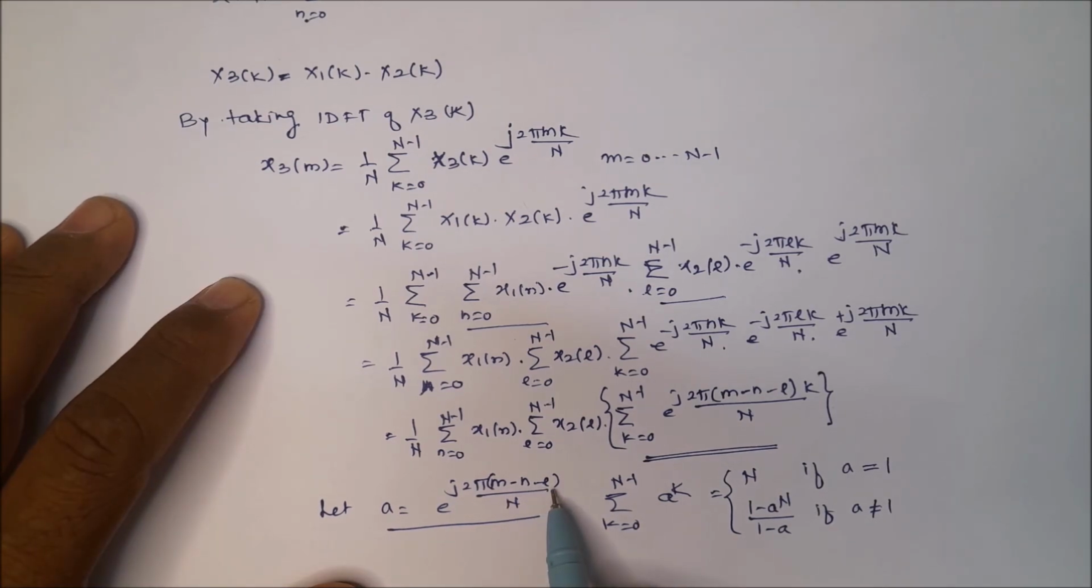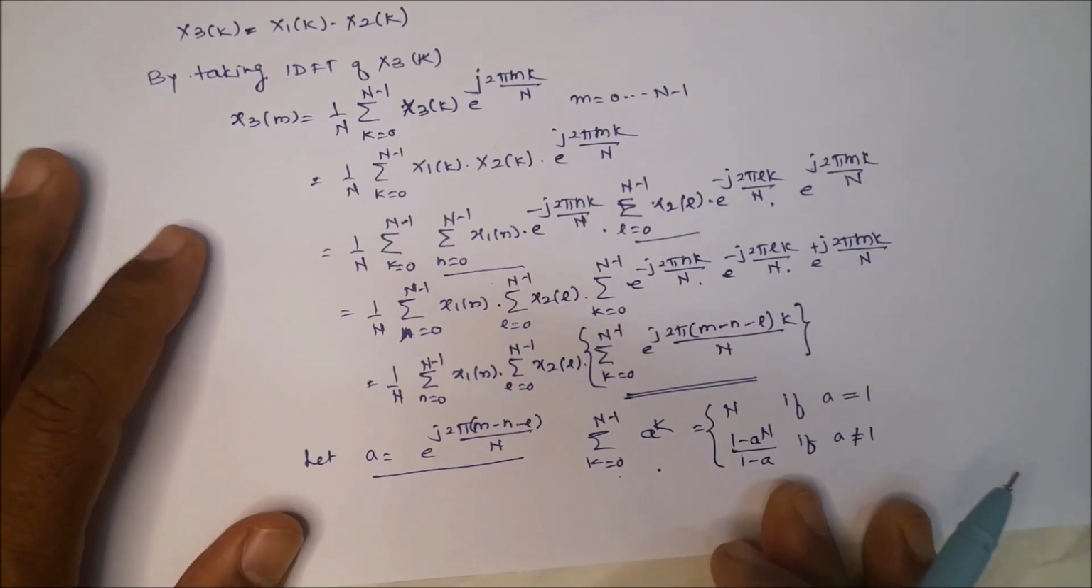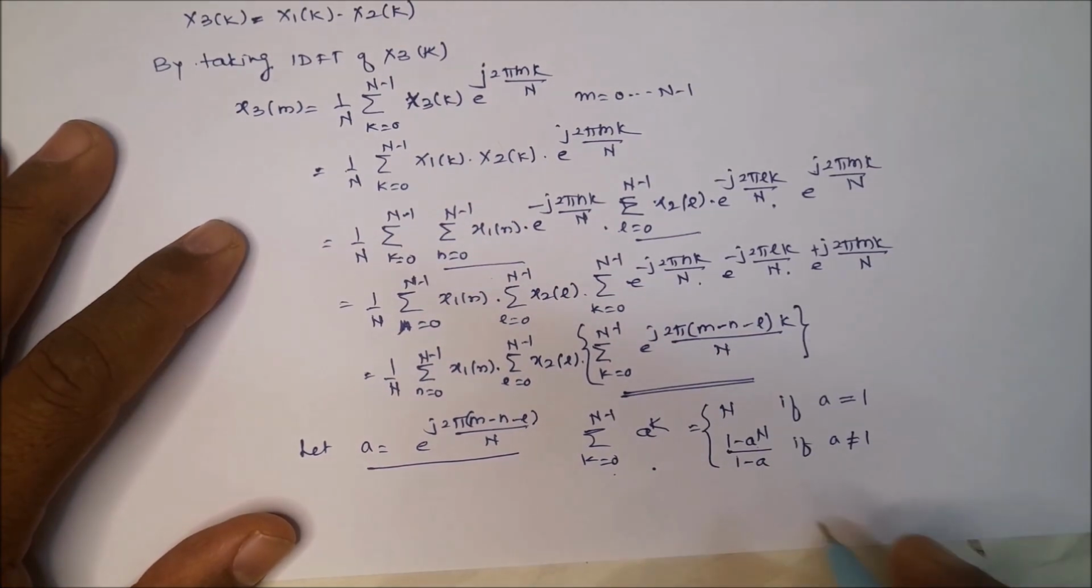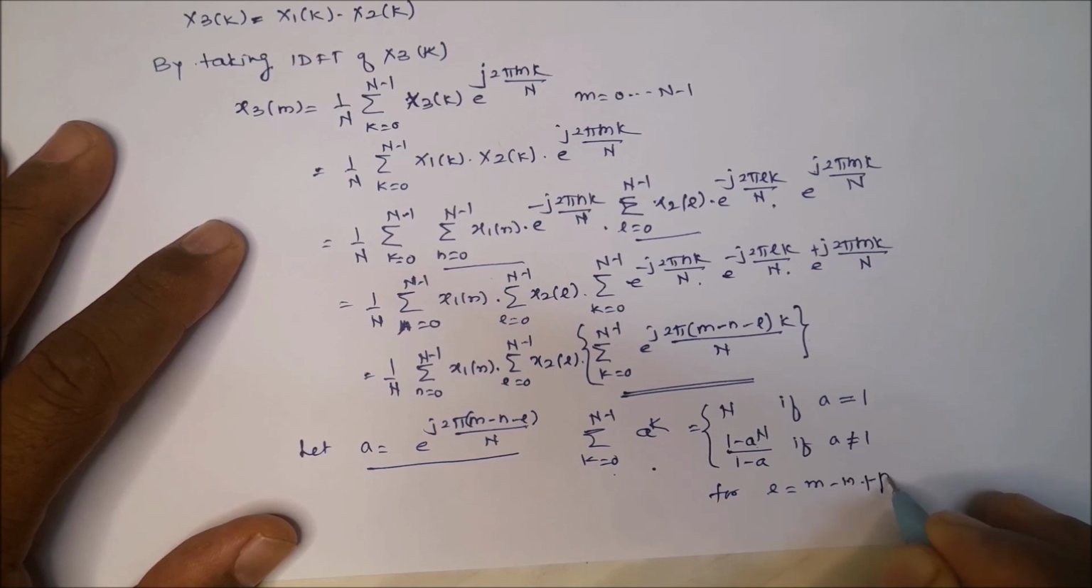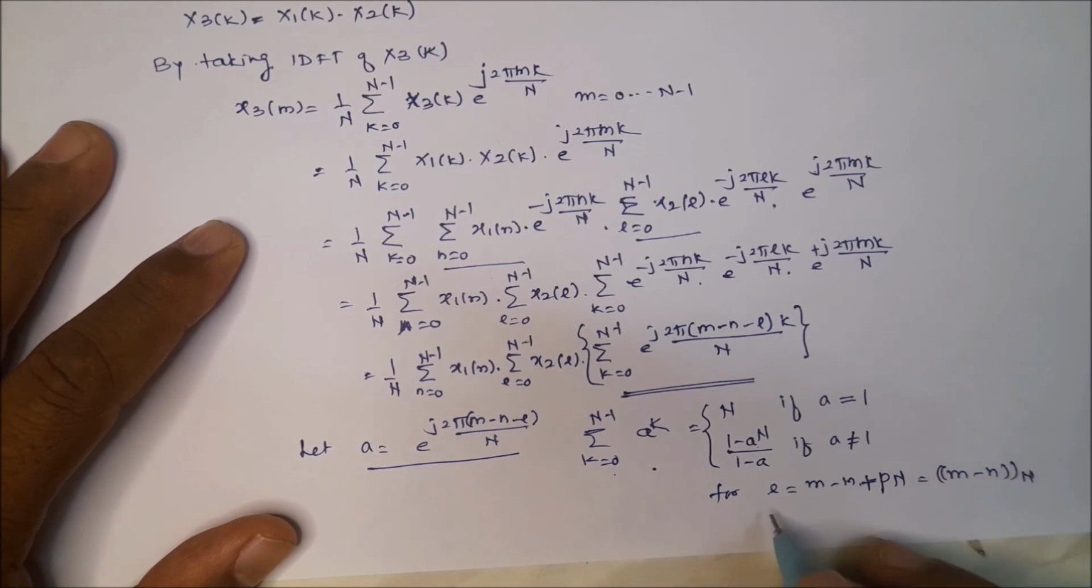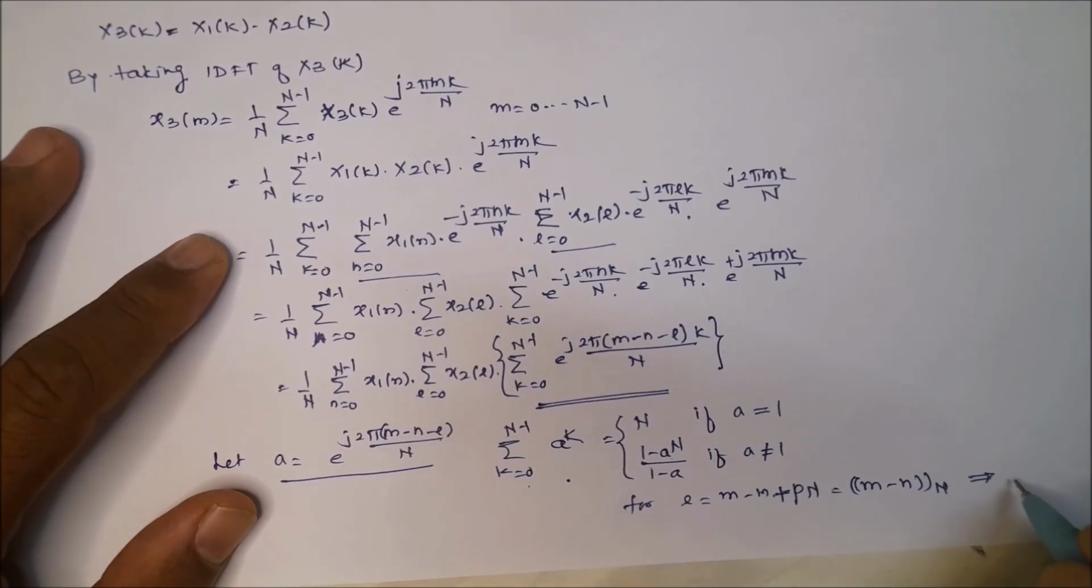Hence whenever m minus n minus l is an integer multiple of N, the value of this a is equal to 1, and there this summation is equal to N. Whenever m minus n minus l is not a multiple of N, this a raised to N is equal to 1, and therefore 1 minus a raised to N, which is 1 minus 1, is equal to 0, and therefore that summation comes out to be 0. It means for this particular summation, for l equal to m minus n plus pN, that is equal to (m minus n) mod N, the value of a will be 1.